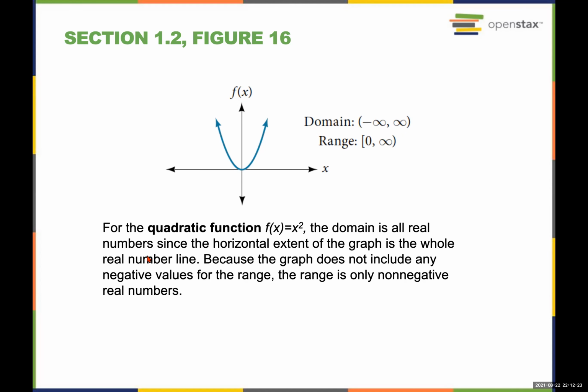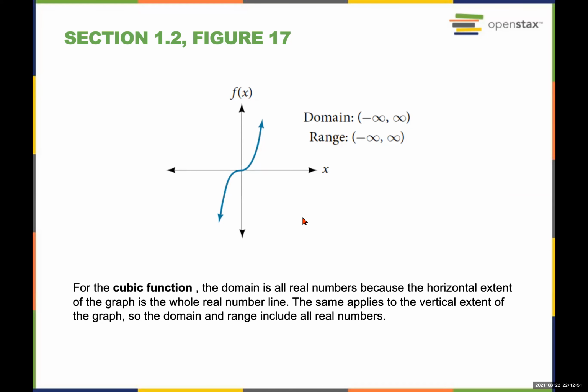Next, a parabola, a quadratic function. This is f of x equal to x squared. And again, based on this, you can see that domain is all real numbers from negative infinity to positive infinity. And this parabola opens upward, and that is from 0 to positive infinity. So that is the range. Only non-negative real numbers.